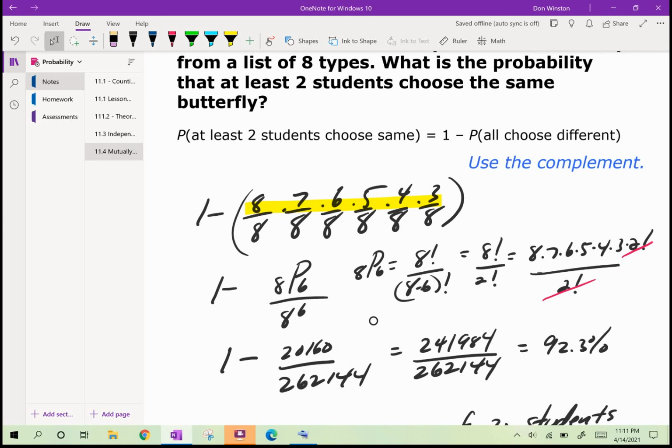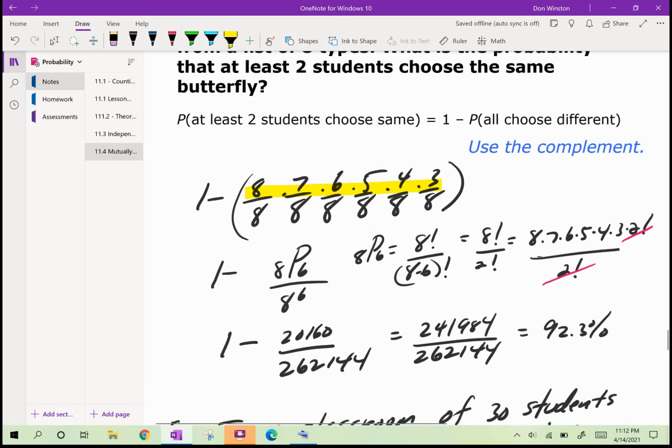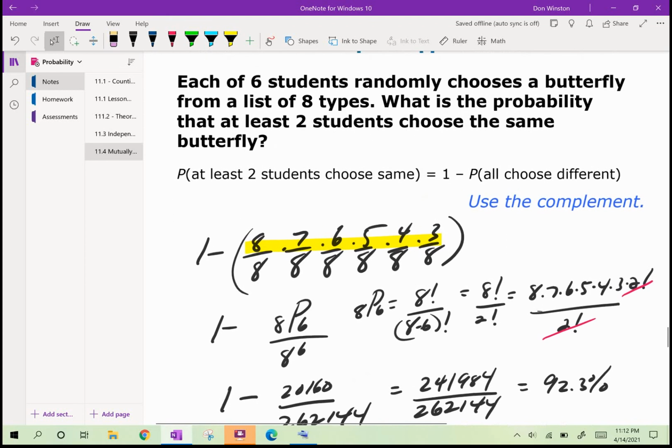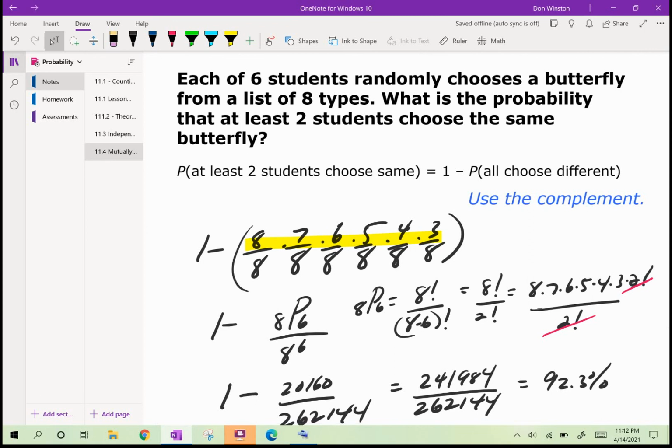All right, so when I evaluate that, 8P6 divided by 8 raised to the 6, that would be 20160 divided by 262144. So 1 minus 20160 divided by 262144, well, that would give me 241984 over 262144, or 92.3%. So there's a 92.3% probability that at least 2 students will choose the same butterfly.